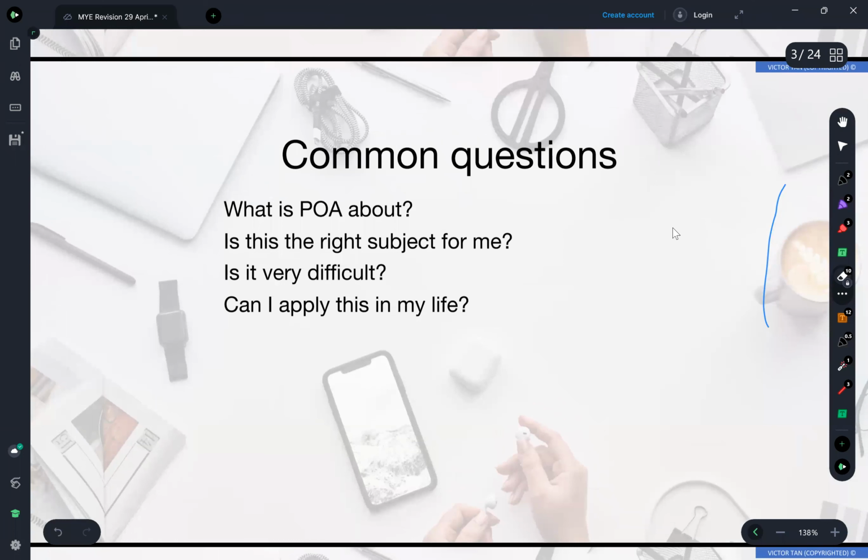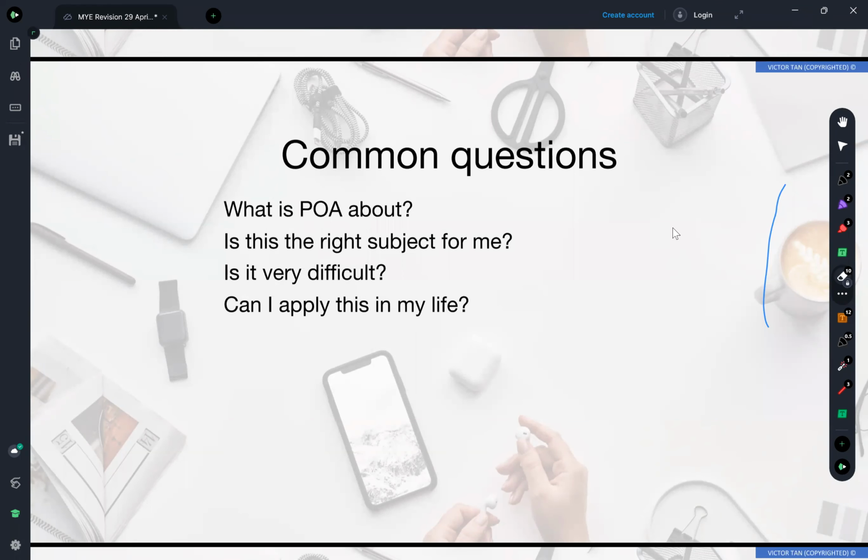So before I start, this session can be both for Sec 3 and Sec 4. It's a very common question that is tested. Some of you may be wondering, what is POA about? Is it the right subject for me? POA is actually quite simple because it involves our day-to-day life. For example, we have pocket money, we use the money to buy food, to take the bus, to travel. So POA is very related to our life.